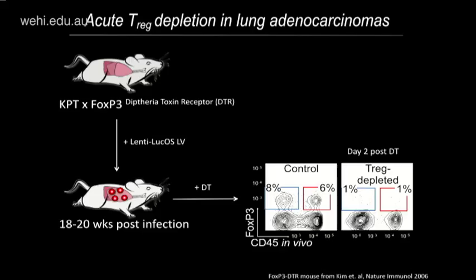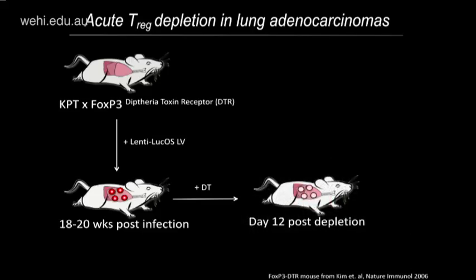And then at this time point, at about 12 days post-depletion, we can ask what is the effect on the tumors following the loss of Tregs. We have to look at 12 days because at 14 days, the animals are dead. And that's because, as you heard this morning, when you get rid of Tregs systemically, there's massive autoimmunity. So we have a relatively short window to assess the consequences of Treg depletion in this model.